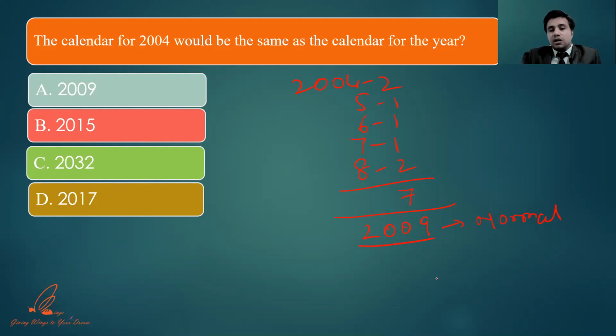And when you keep on calculating, you'll find that 2032 will be the same calendar. Okay? And that's how the shortcut becomes plus 28. Whenever we get a leap year and they're asking for the same calendar, just add 28. So for 2004 plus 28, the answer is 2032. Let's move on to the next one.